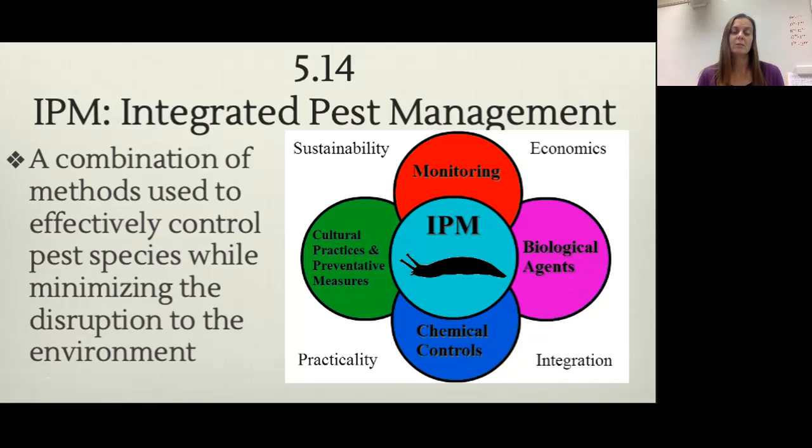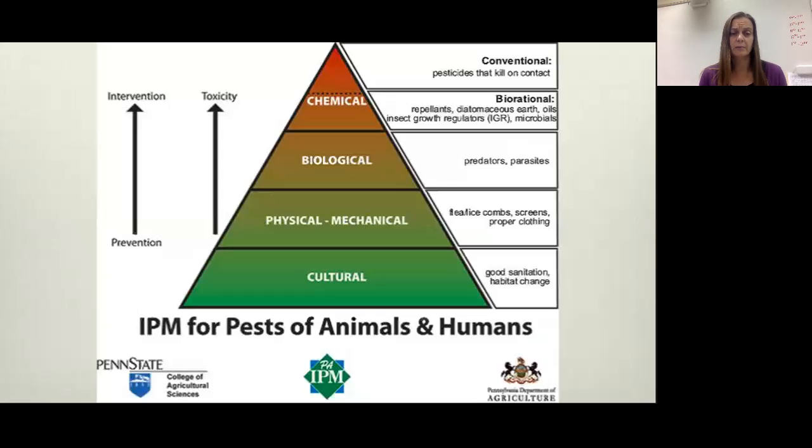It just uses them sparingly and sort of as a last resort or as a small piece of an overall system. So let's talk about that system. So the biggest thing is what we call cultural. So that would be having good sanitation, not leaving waste in the field that could then create a home for pests. It's also habitat change, and we'll talk about that in just a second.